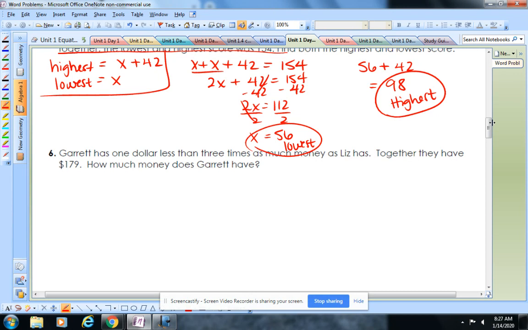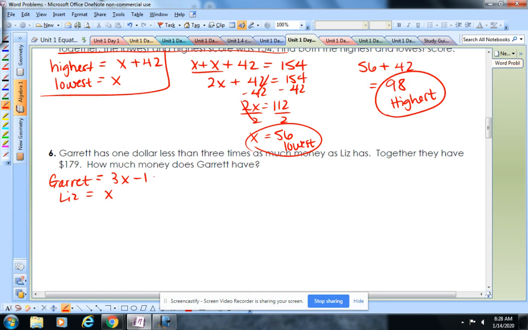All right. Talk about a little bit of money here. Garrett has $1 less than 3 times as much as Liz has. So we're comparing how much Garrett has and how much Liz has, right? Y'all with me? Label, label. So I'm going to call what Liz has x. So what am I going to call what Garrett has then? 3x minus 1, because less means take away, right? You understand how I got 3x minus 1 for Garrett?